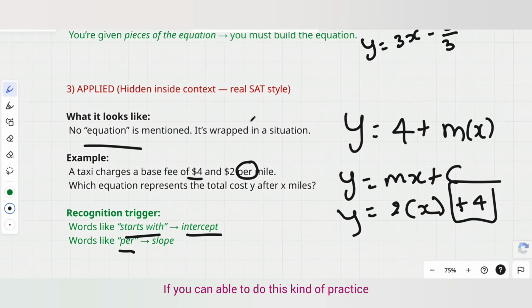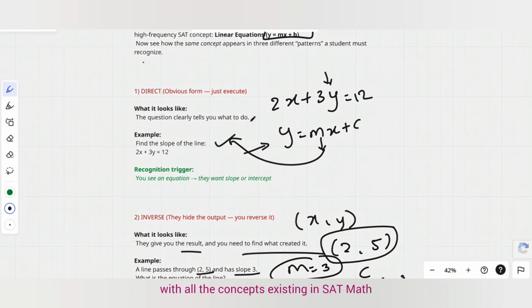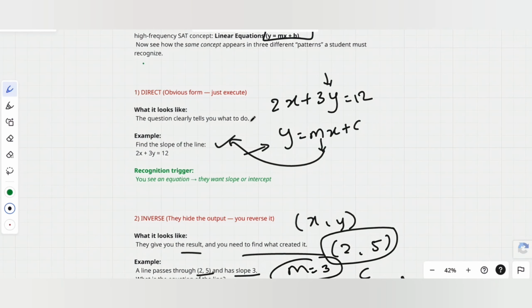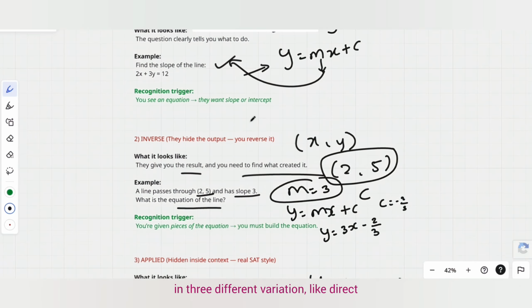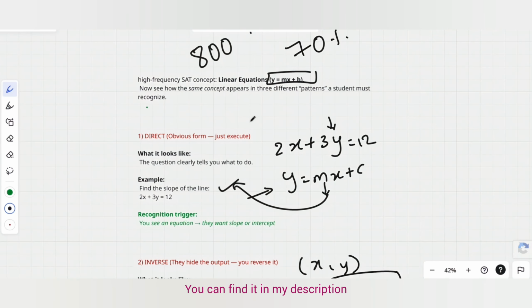That's exactly how you figure out the questions within a few seconds once you read the question. If you can do this kind of practice with all the concepts that exist in SAT math, then you don't really need any extra predictions or any extra math practice set. It's everything about the smart move. And that's exactly what I listed: how to find the skeleton of every concept in three different variations, like direct, inverse, and apply. You can find it in my description.